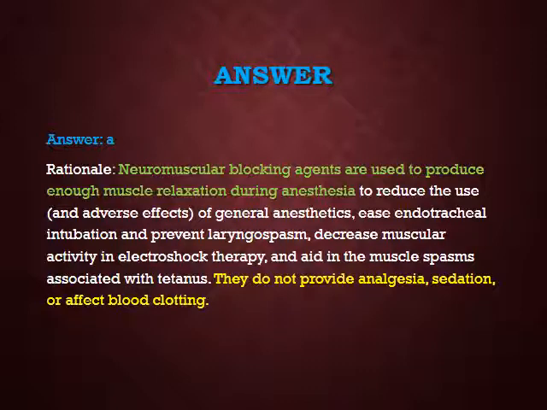Answer is A. Neuromuscular blocking agents are used to produce enough muscle relaxation during anesthesia to reduce the adverse effects of general anesthetics. They help with intubation. They prevent spasms in the larynx. They do not provide analgesia, sedation, or have any effect on blood clotting. So just keep in mind the neuromuscular blockers are strictly used to relax the muscles. They're used during anesthesia and do not provide any pain relief.